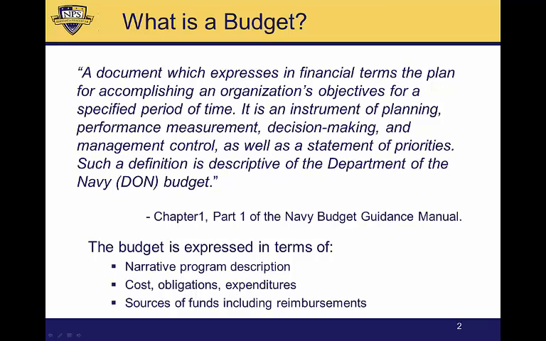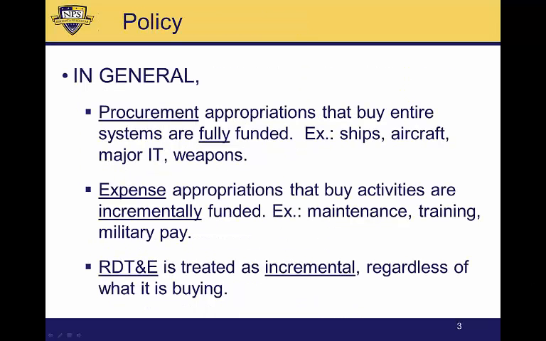And so the budget has a description of the program being financed, as well as an articulation of the costs of those funds and the types of funds being sought. Budget policy in general says that procurement appropriations are used to buy entire systems or things, and we fully fund those things, such as ships, aircraft, major IT systems, and so on. Expense type appropriations buy activities that we incrementally fund, our annual maintenance, training, recruiting, and pay. R&D is kind of a hybrid appropriation and has elements of both.